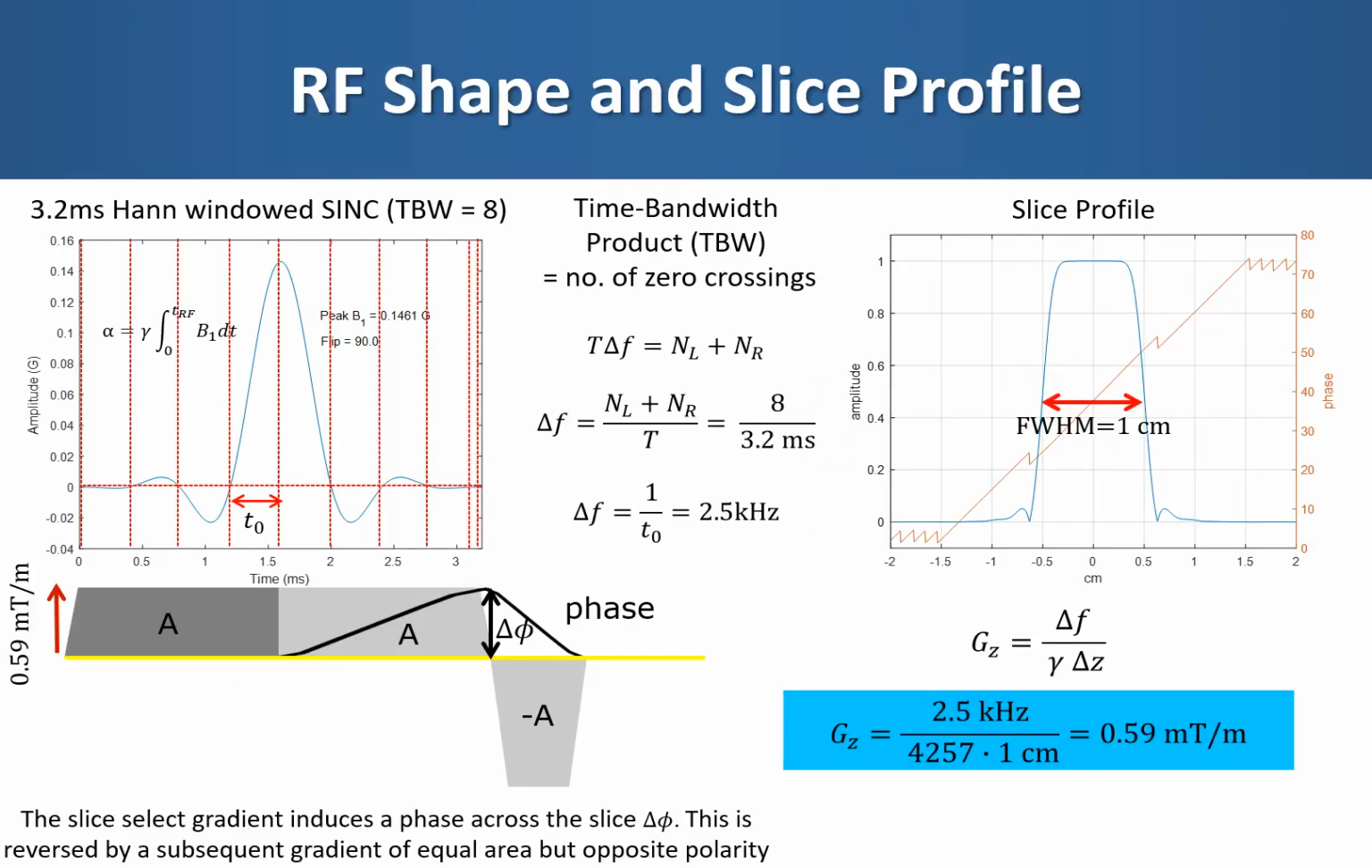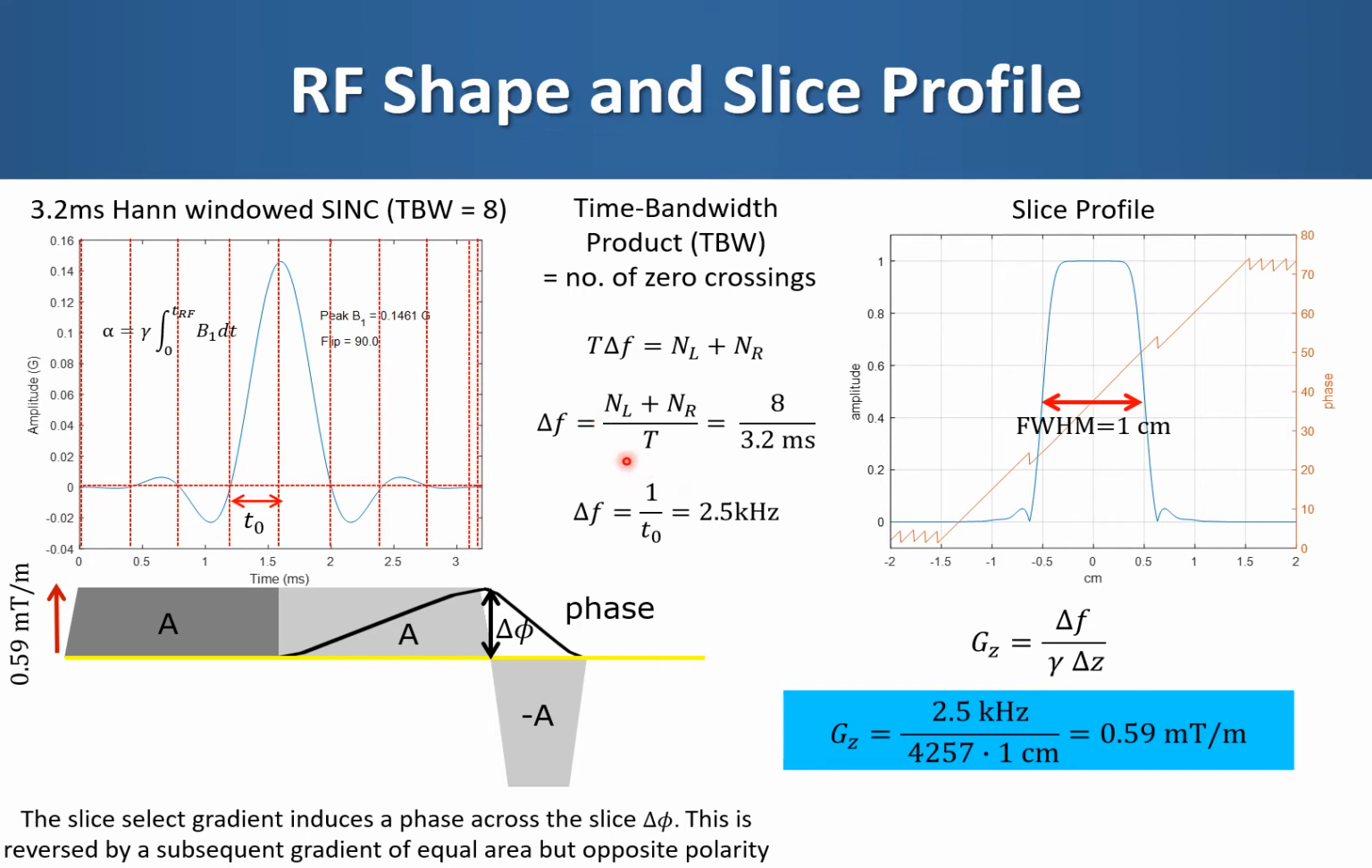Let us look in a little bit more detail at the RF pulse shape and its associated slice profile. Since a sinc pulse is effectively infinite in duration, it is usually windowed with an appropriate filter to truncate it to an acceptable duration. In this case, we have a 3.2 millisecond Hann windowed sinc. Sinc pulses are designed in terms of their time bandwidth product, which is equal to the number of zero crossings over the total duration of the pulse. In this case, we have 8 zero crossings.